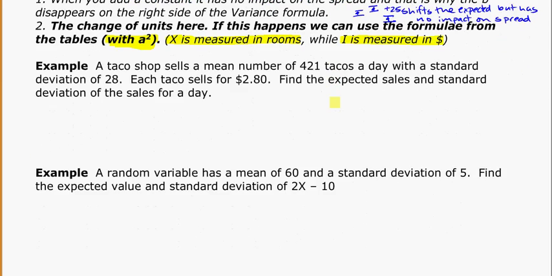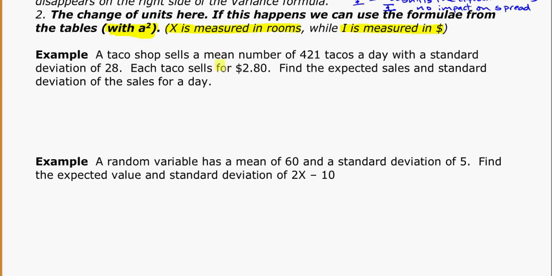So one more example to look at here. The taco shop sells a mean number of 421 tacos a day with a standard deviation of 28. Each taco sells for $2.80. Find the expected sales and the standard deviation of the sales for the day. So already I know I'm talking about 421 tacos, but I'm looking for sales. That's a change of units from tacos to dollars, so I know I can use the given formula.